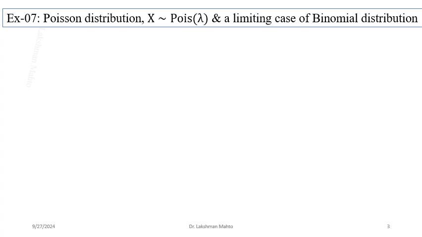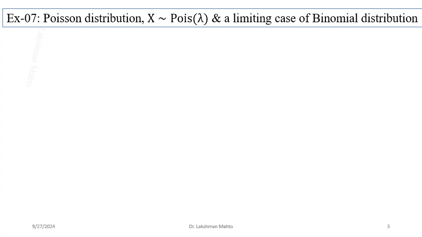It is a rare event. This institute is not on the main road, so getting a bus regularly is not an obvious thing. So it is a rare kind of event, and the probability of success would be small. The probability of getting a bus would be small. If the probability of getting a bus is small, how many Bernoulli trials do you have to perform? A lot. The number n would be large.